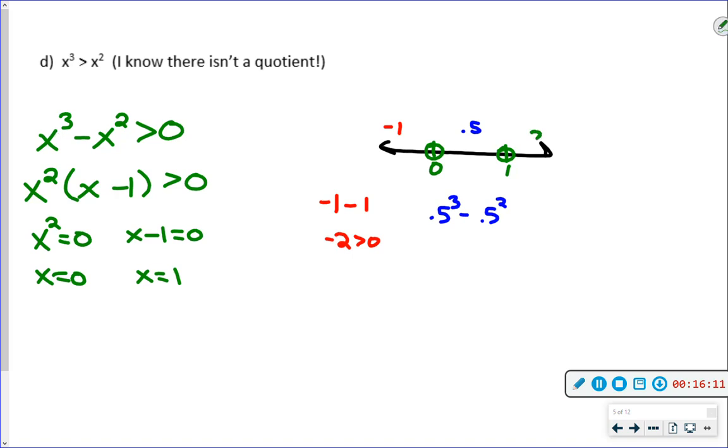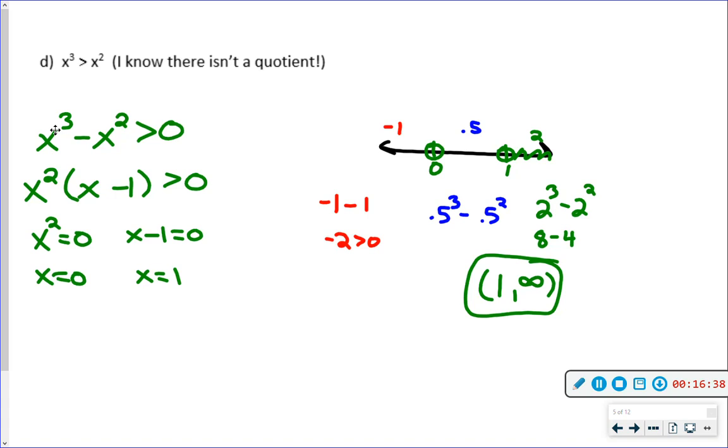Let's try 2. So 2 cubed minus 2 squared. So I'm going to have 8. I can do this one without a calculator. 8 minus 4. 4. Hey, 4 is greater than 0. So I just wanted to show you that sometimes you have these weirdo, unique cases happen where it's not always a nice, pretty and or an or. This time we just have the single, hey, from 1 to infinity works.